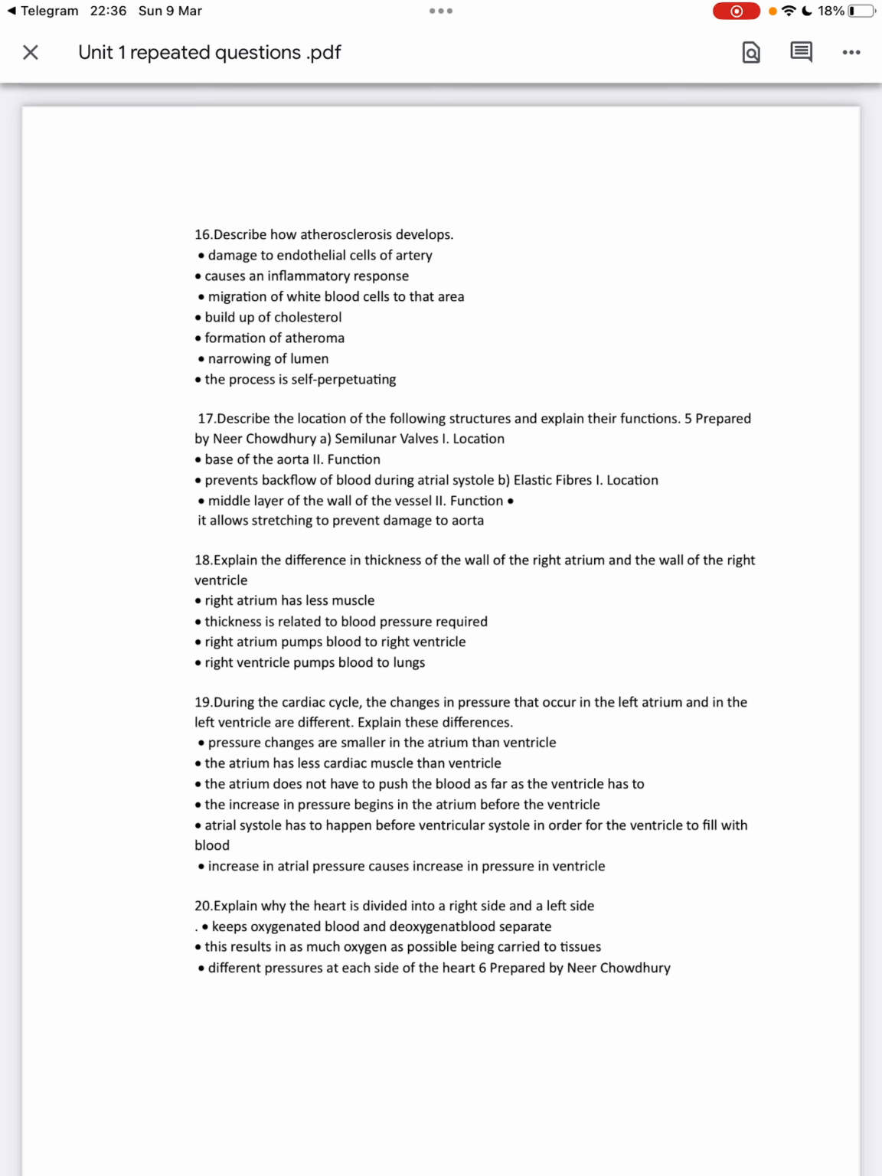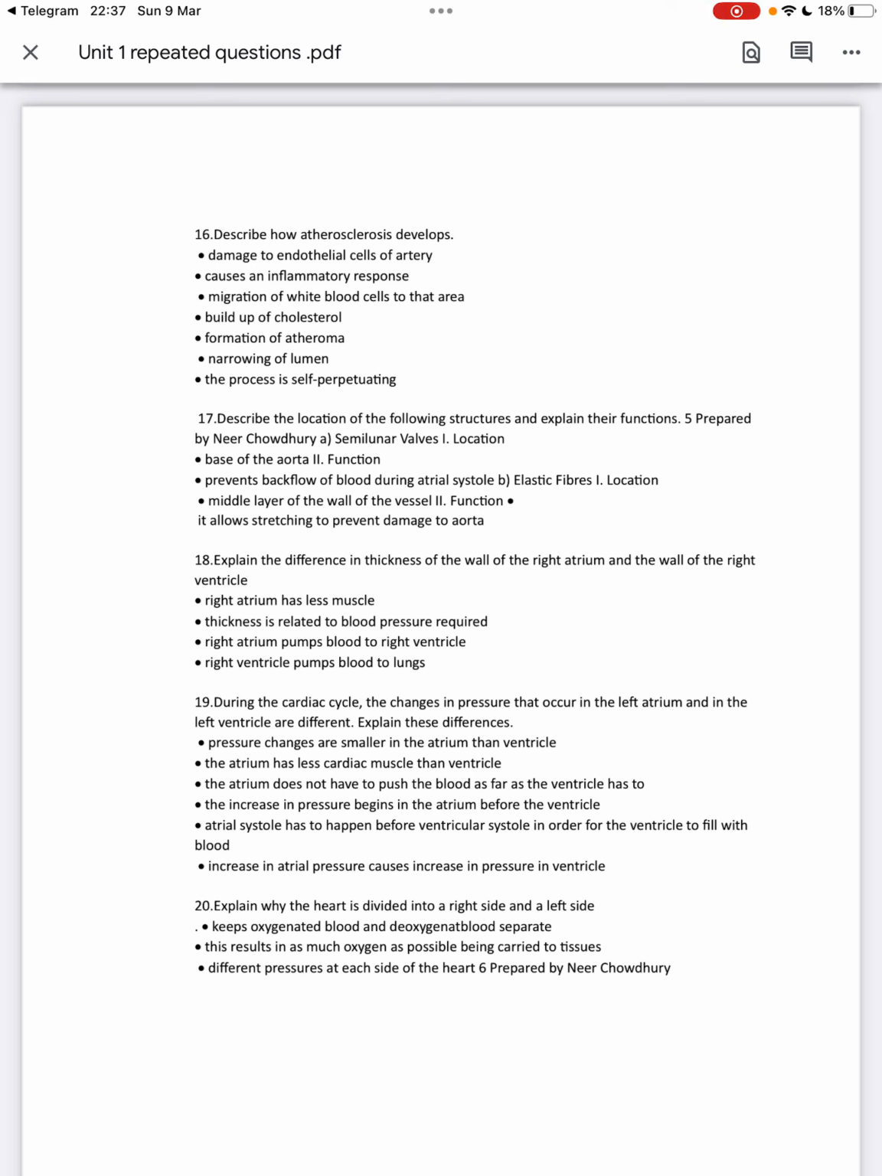During the cardiac cycle, the changes in pressure that occur in the left atrium and the left ventricle are different. Why? Because the pressure changes are smaller in the atrium than the ventricle. The atrium has less cardiac muscle than the ventricle. The atrium does not have to push the blood as far as the ventricle has to. The increase in blood pressure begins in the atrium before the ventricle. Atrial systole has to happen before ventricular systole in order for the ventricle to fill with blood. Increase in atrial pressure causes increase in pressure in the ventricle.